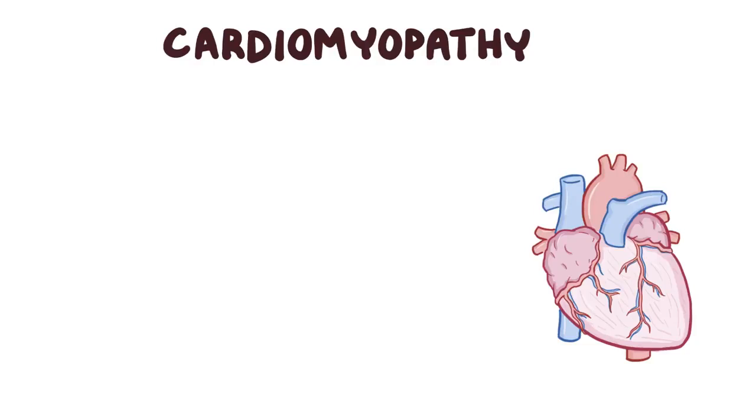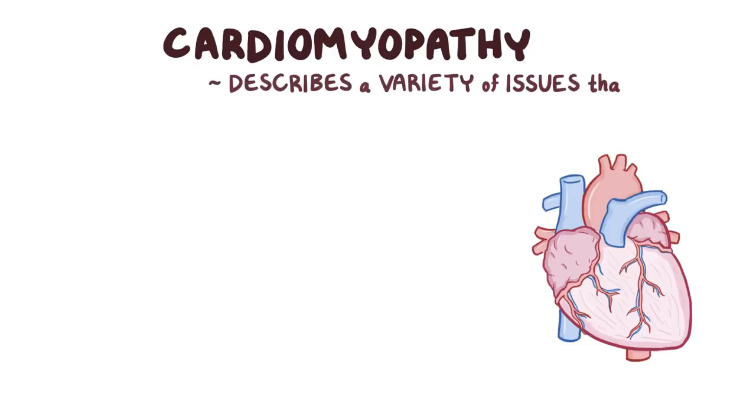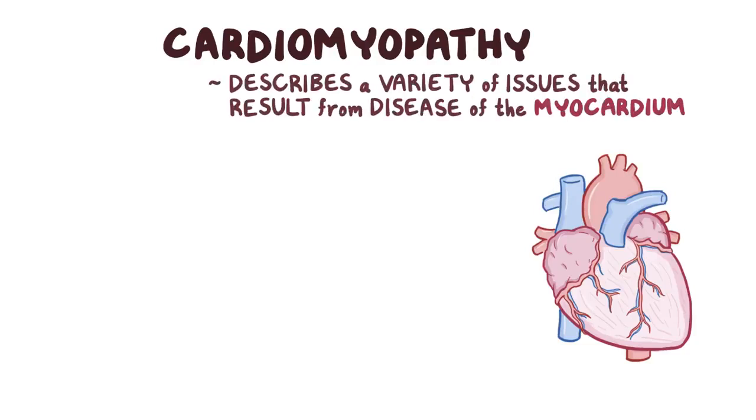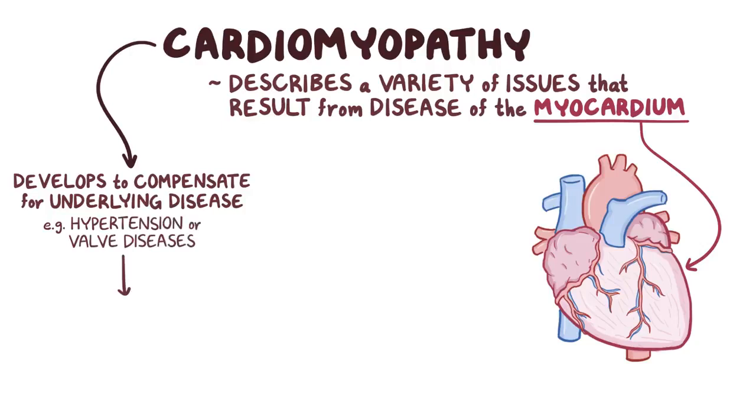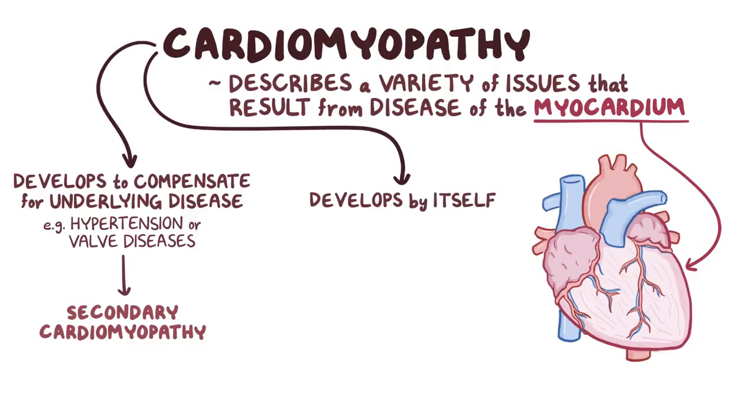Cardiomyopathy is a broad term used to describe a variety of issues that result from disease of the myocardium. When cardiomyopathy develops as a way to compensate for some other underlying disease, like hypertension or valve diseases, it's called secondary cardiomyopathy. But when it develops all by itself, it's called primary cardiomyopathy.